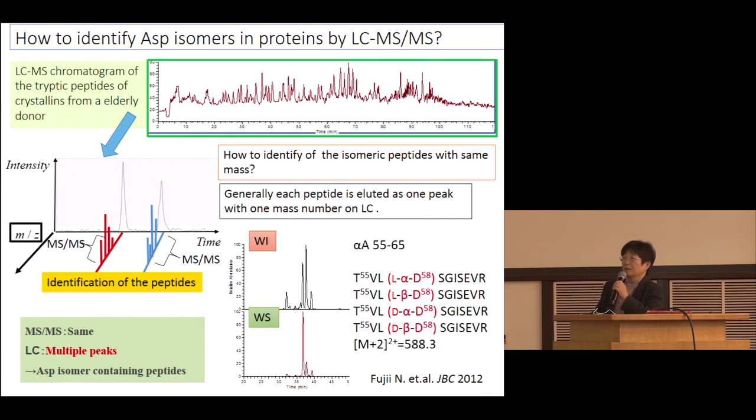corresponded to these isomers. So we synthesized standard peptides and matched them by elution time. The first one is L-beta ASP containing peptide. The second one is the normal L-alpha ASP containing peptide. The third one is the D-beta ASP containing peptide. And the last one is the D-alpha containing peptide. We can identify them perfectly.